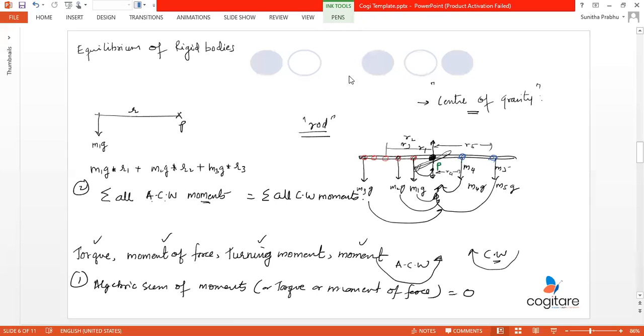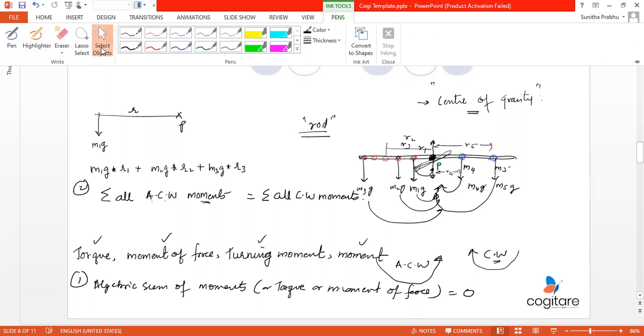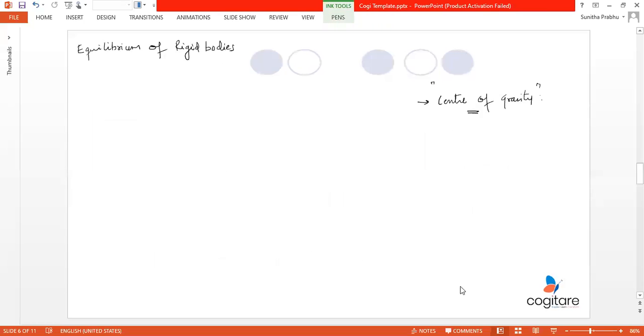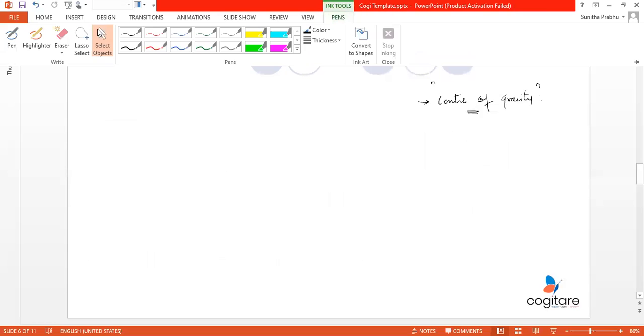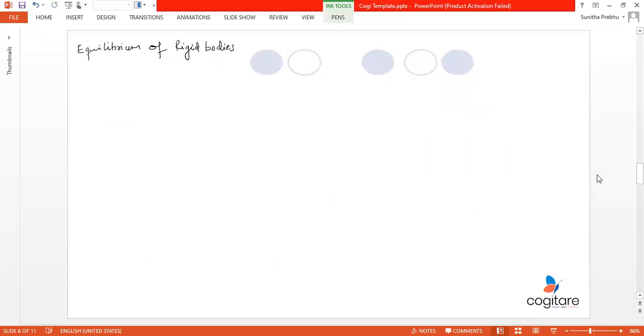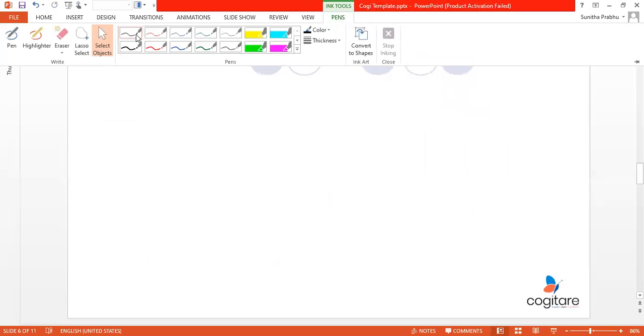Okay. Now you understood what you mean by turning moment. But I was explaining this to you in the context of equilibrium. See, when someone says I am done, if you guys are still doing, you need to let me know.